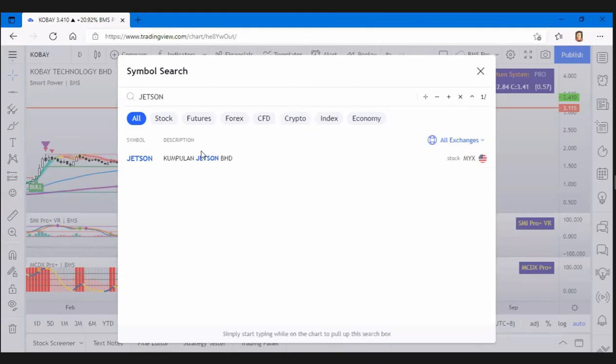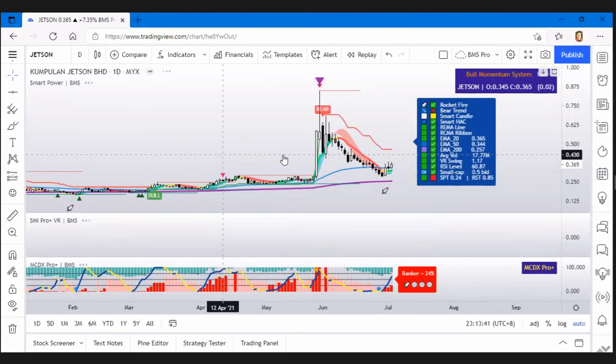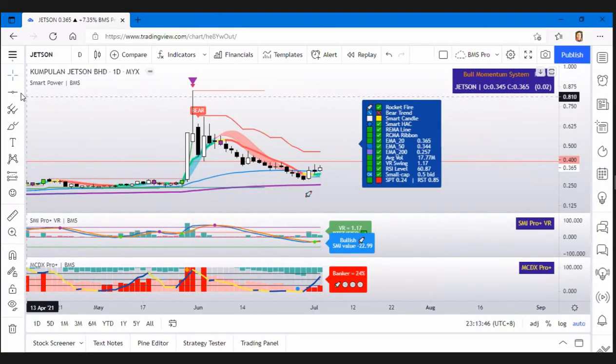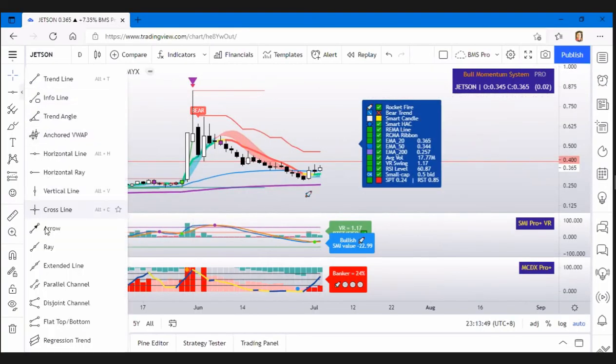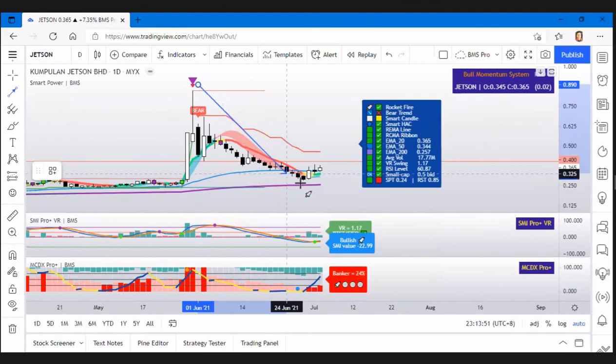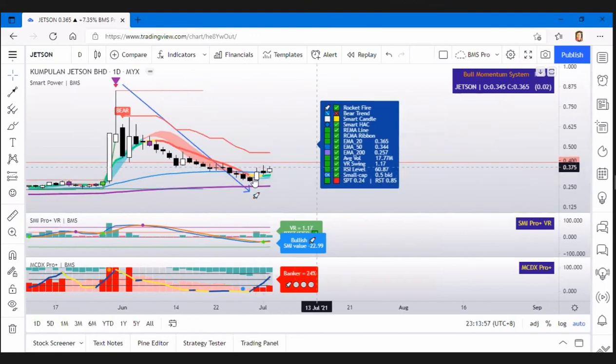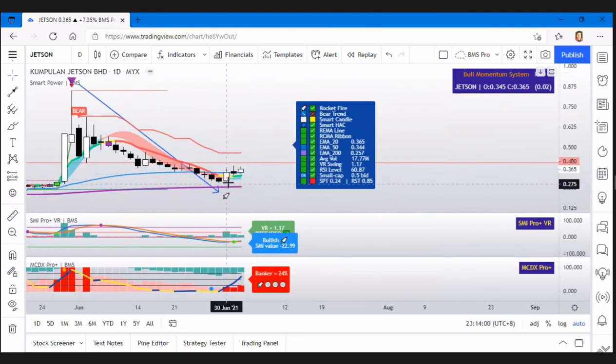Jetson is still not strong, loss making, but it has a signal. The signal is the purple triangle. It pulled back to this area. You see the rocket, so the rocket now shows the price rebound. Once you see the rocket, the price rebounds, but there is resistance here. It needs to break out of this resistance area. There's still no second confirmation.